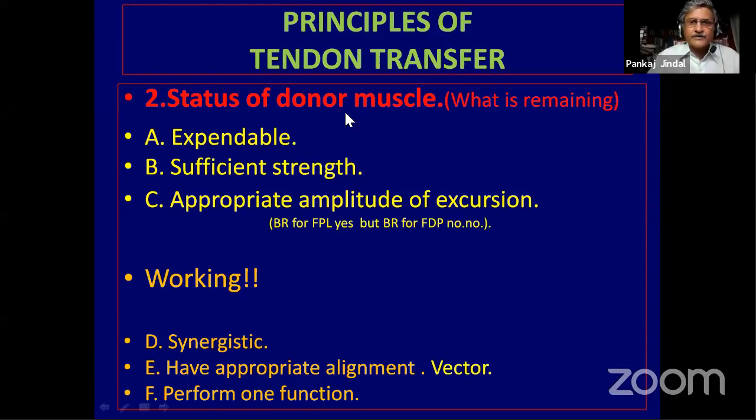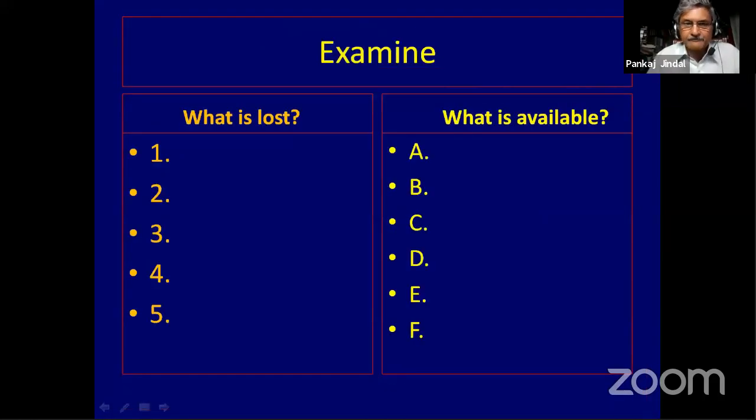Having examined, you need to know what is remaining and what the donor muscles are. Are they expendable? Can they be spared? Are they of sufficient power? We talked of the strength grading, grade 0, 1, 2, 3, 4, 5. If they are already grade 3, you can't use them to motor the paralyzed muscles. So you should have good power and appropriate amplitude. They should be working and not paralyzed. They should be synergistic, as we talked about, and they should have an appropriate alignment vector, which we'll talk about, and perform one function.